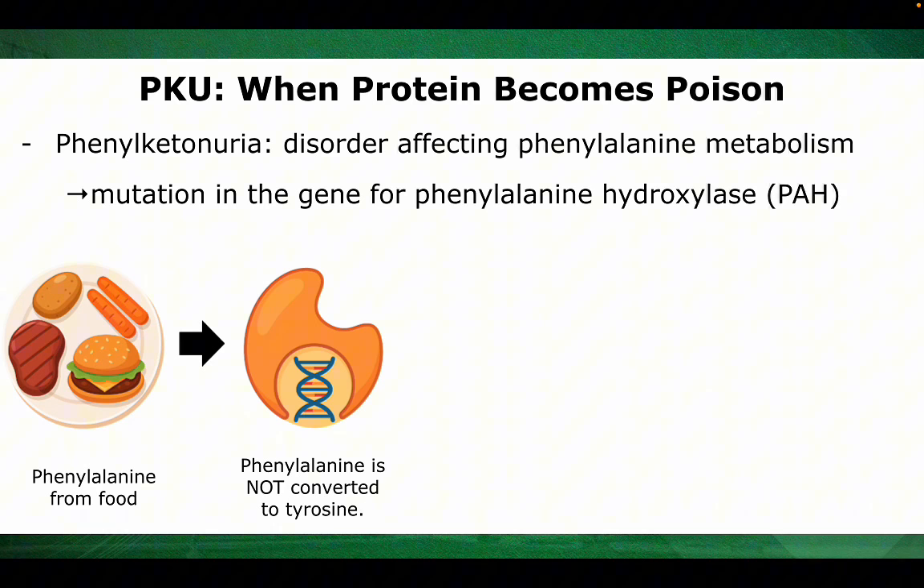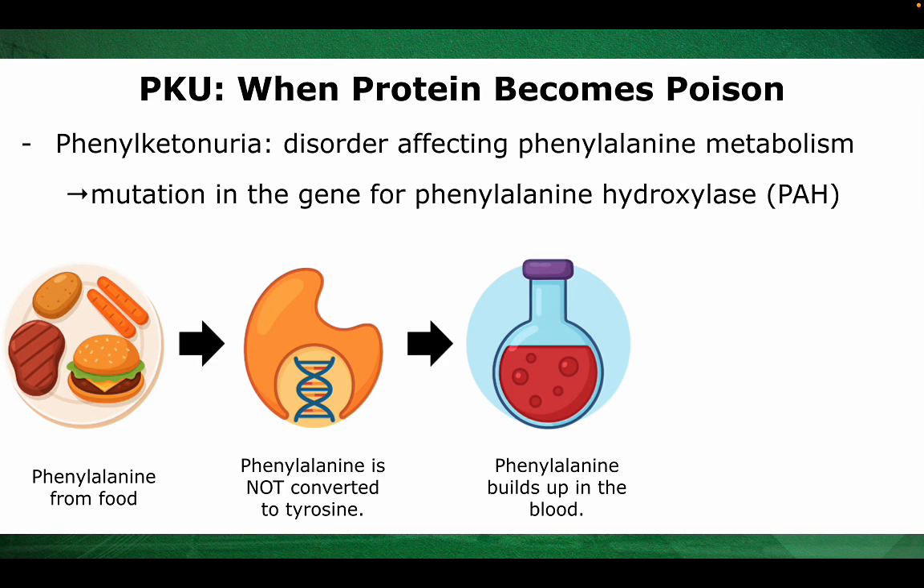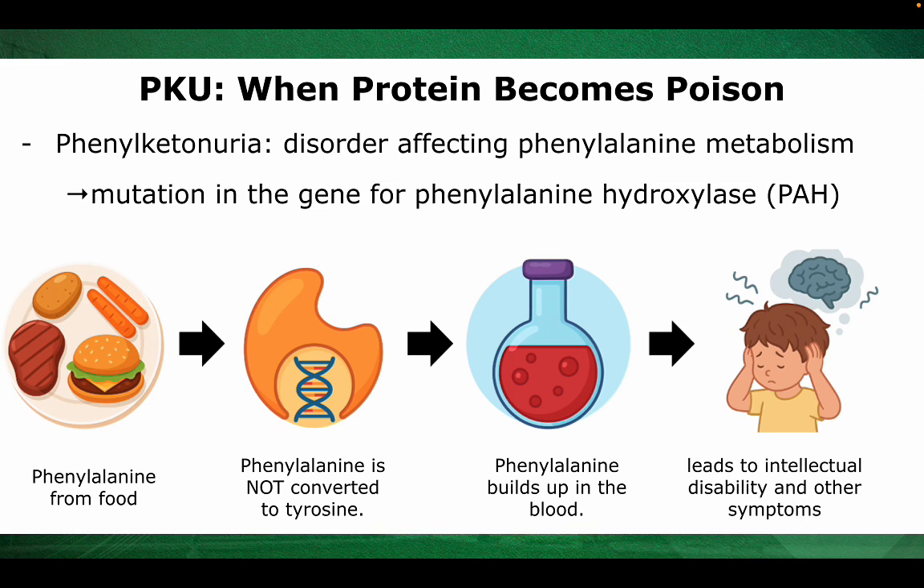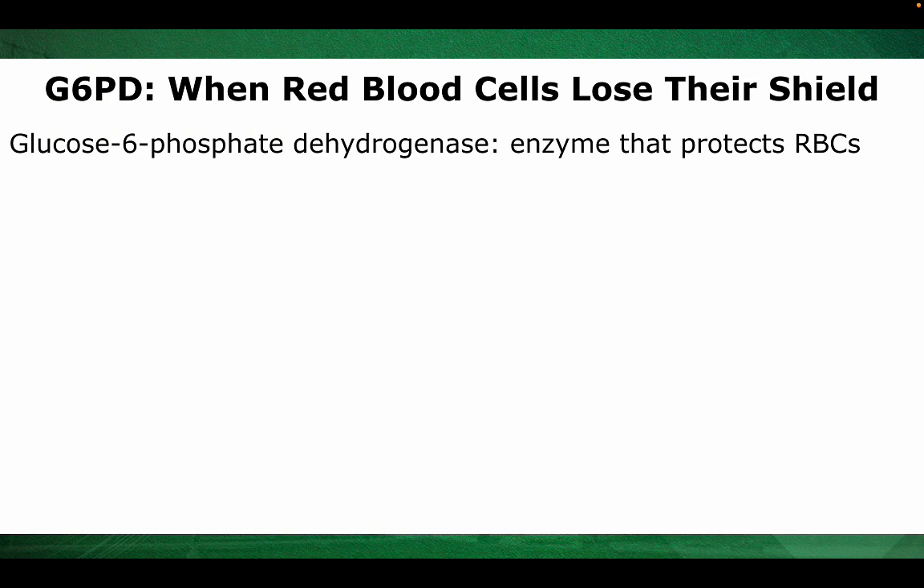But in people with PKU, the PAH enzyme is missing or defective because of the genetic mutation. So phenylalanine doesn't get converted. Instead, phenylalanine builds up in the blood, and at high levels, it becomes toxic to the brain. If PKU isn't treated early, this buildup can lead to intellectual disability and other serious symptoms. That's why newborns are screened for PKU, so they can start a special low phenylalanine diet right away, and of course, prevent long-term damage.